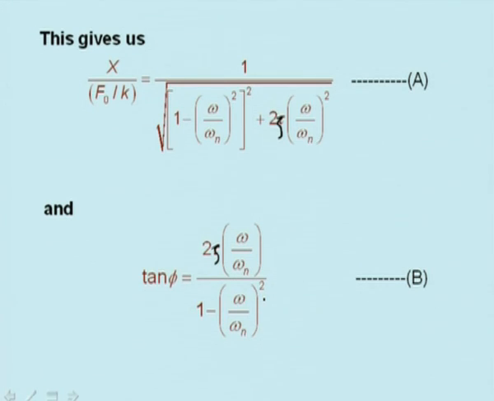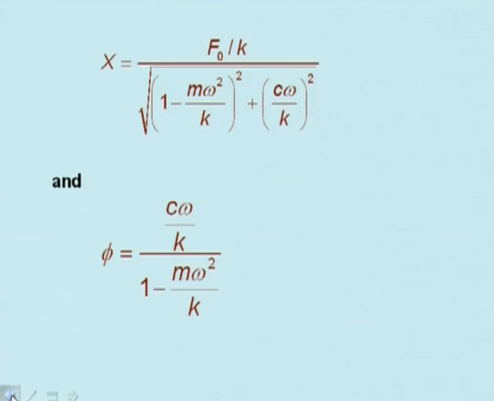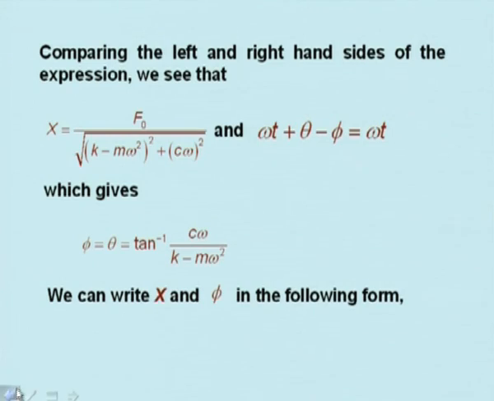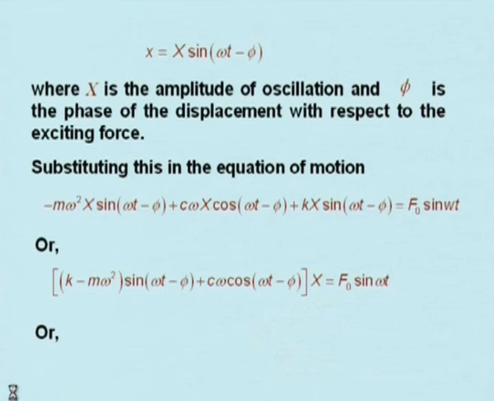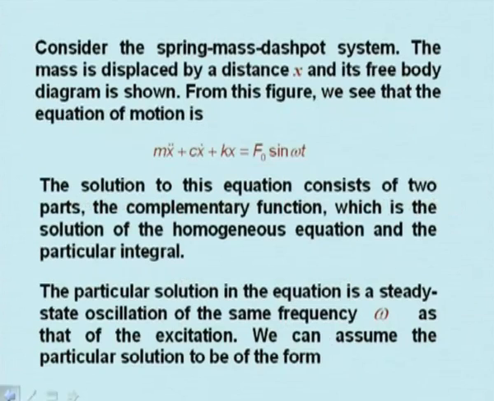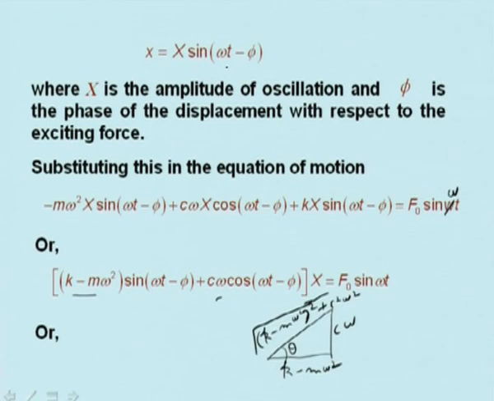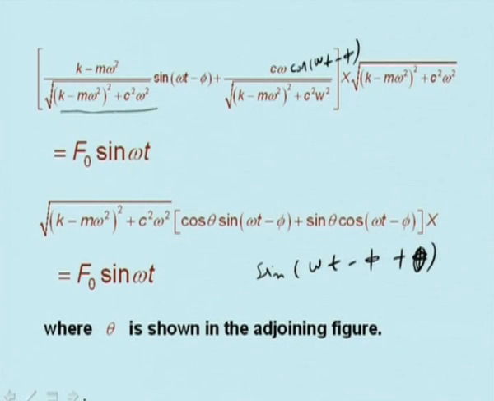And here similarly we get phi, the phase angle. Because we started like this, we assumed that the force was F0 sin omega t, but our displacement was sin(omega t minus phi). That means there was a phase difference between the two. So this gives the idea about the phase difference.